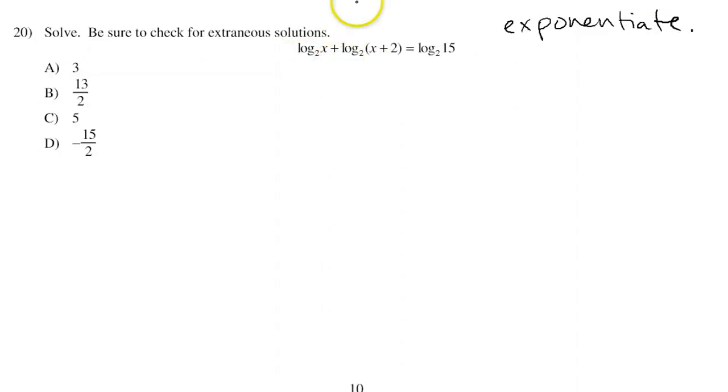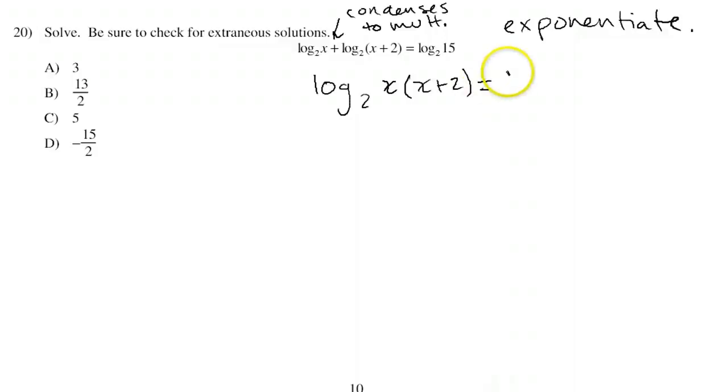But we have a way of doing that. We can combine them by condensing it using multiplication. We know that addition condenses to multiplication. So let's go ahead and do that first. I'm going to condense this together by, remember when we condense, we write the log only once. Then I have x times x plus 2. And on the other side, I just keep it the same. Log base 2 of 15.